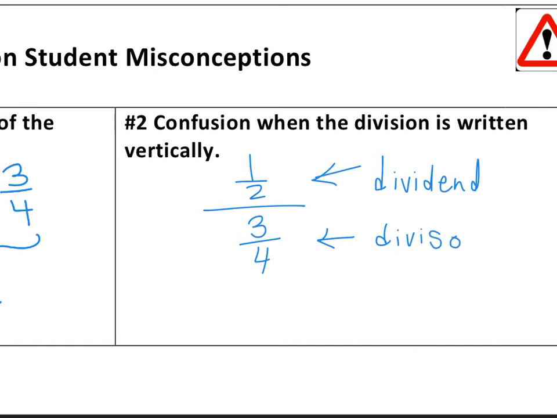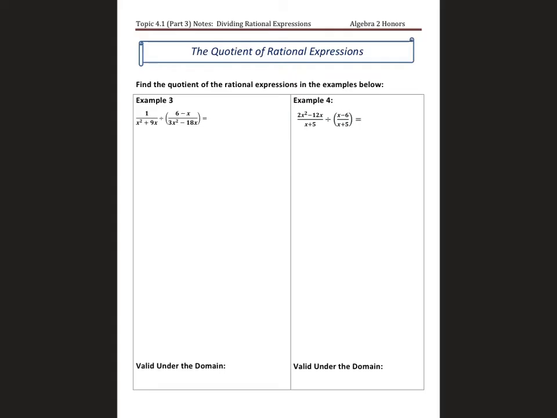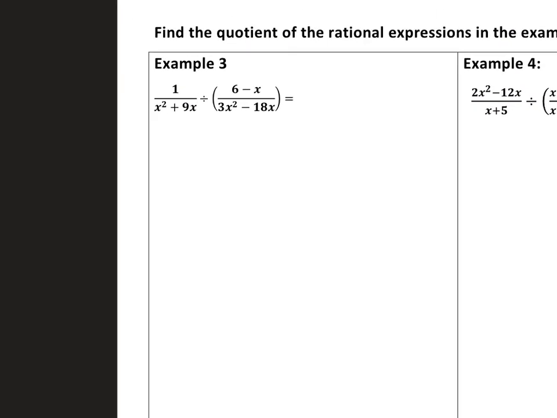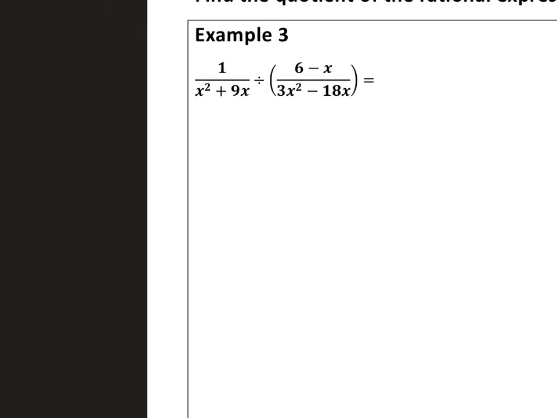So it's just a slightly different representation. Okay, so more importantly, how do we apply these concepts to finding the quotient of rational expressions? In my first expression, I have 1 over x squared plus 9x. That's being divided by a rational expression, 6 minus x over 3x squared minus 18x. So we kind of take this one step at a time.